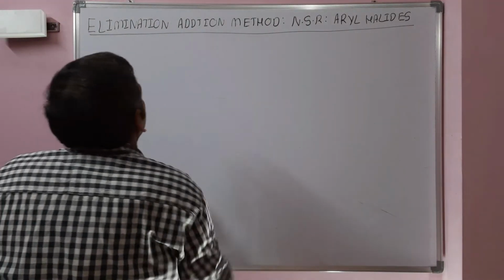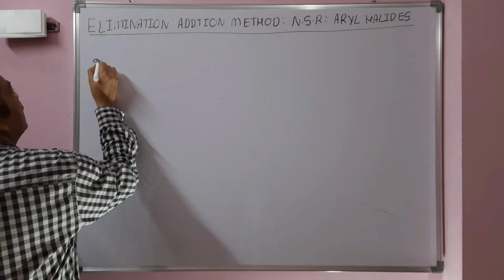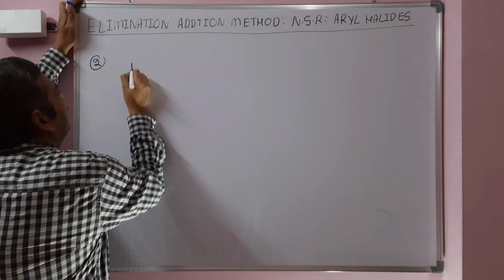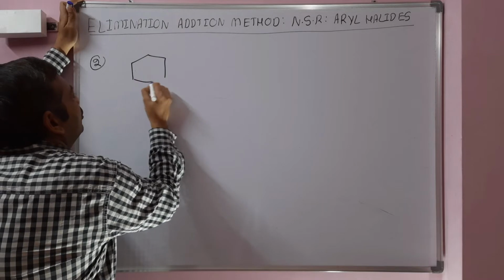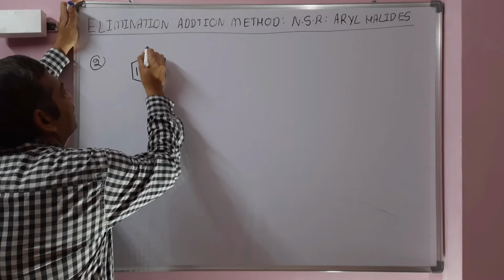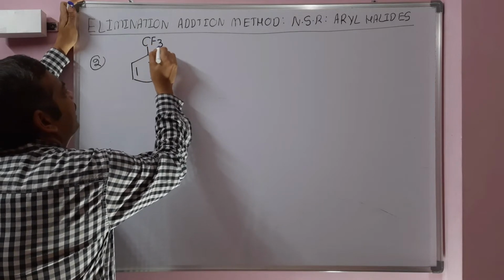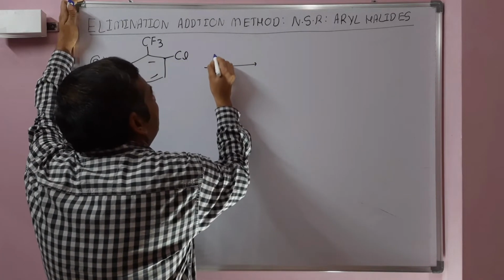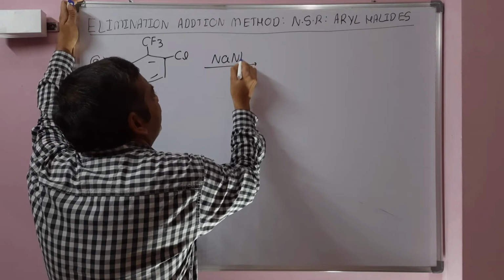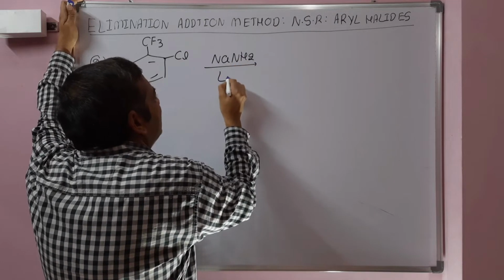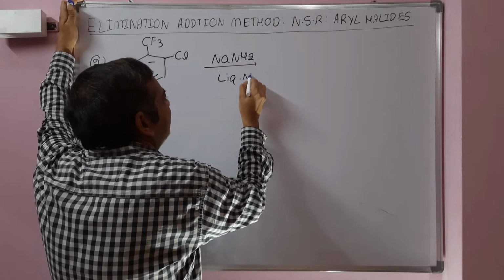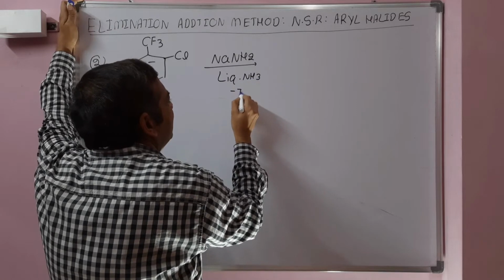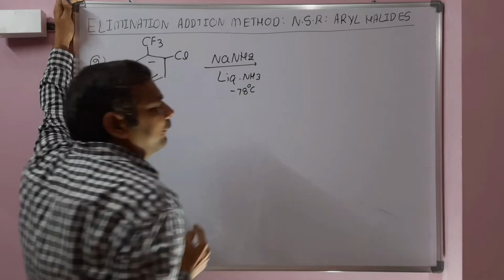Next example, write the product obtained. 1-chloro-2-trifluoromethyl benzene when reacted with sodamide in liquid ammonia at minus 78 degrees centigrade. Write the major product obtained.